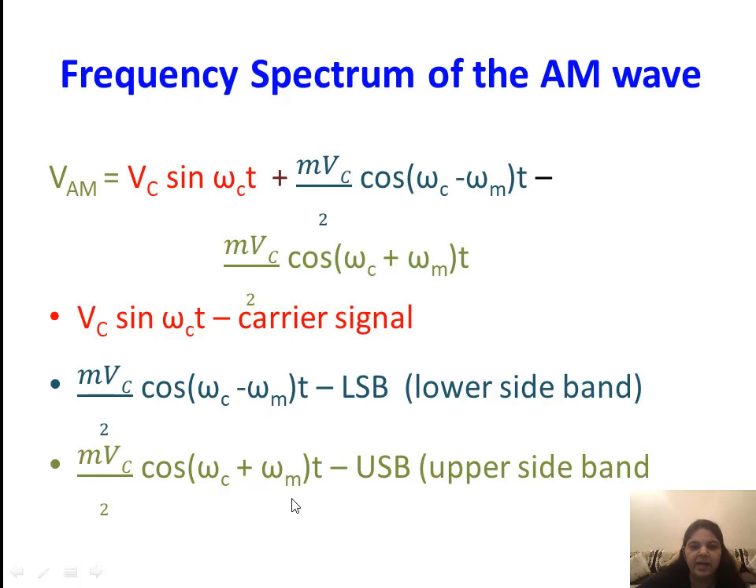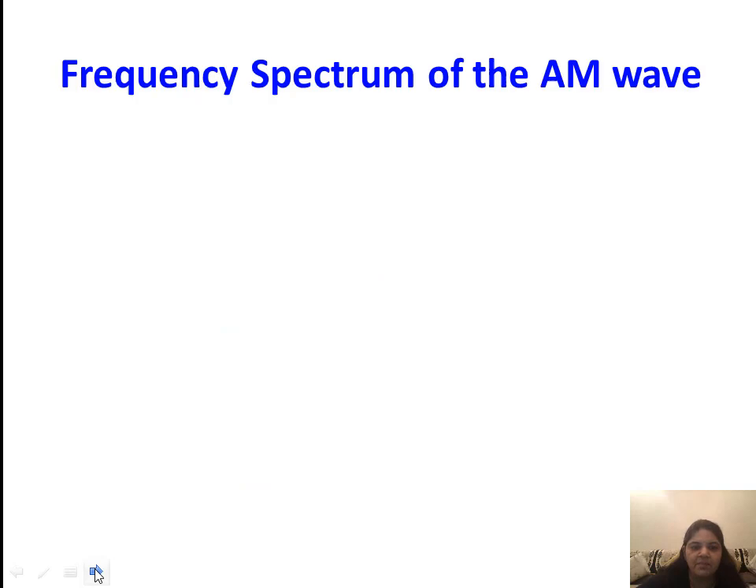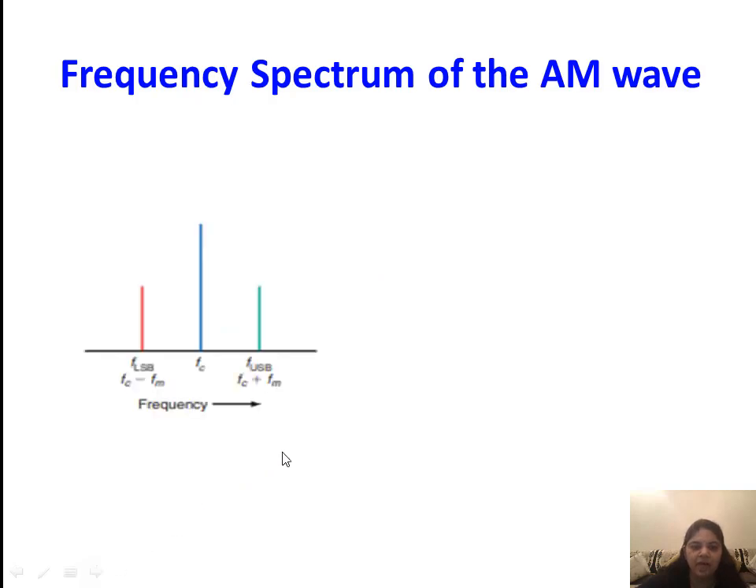Frequency spectrum of the AM wave. While you solve the example, you have to draw this spectrum and put all the values inside it. So it is the frequency spectrum of the AM wave: fLSB, fUSB, and the middle one is the carrier frequency, fc minus fm, fc plus fm.